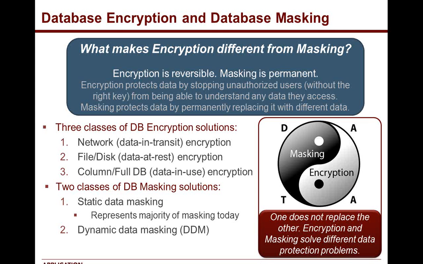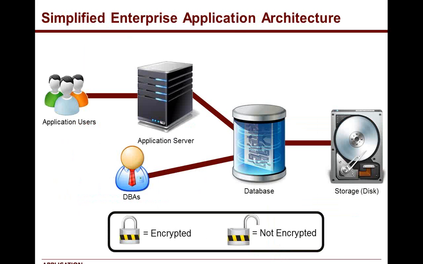So we're going to focus on talking about 3 types of database encryption and 2 types of database masking. The 3 types of database encryption we'll go through are network encryption, file disk encryption, as well as column and full database encryption. And there are 2 types of database masking that we'll touch upon, which are static data masking and dynamic data masking. So let's talk about encryption.